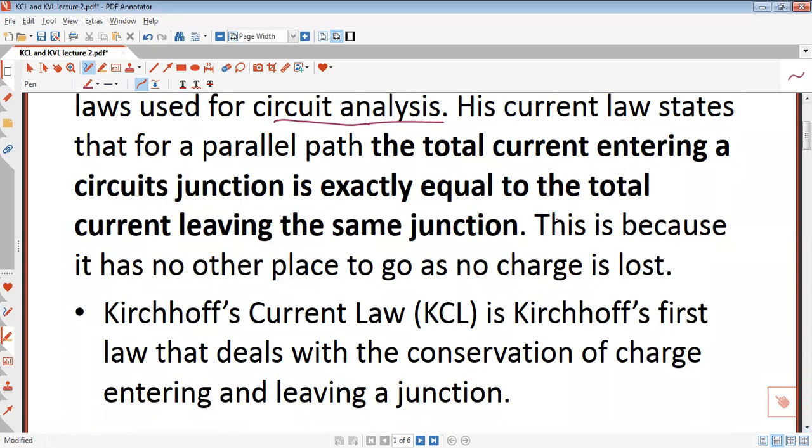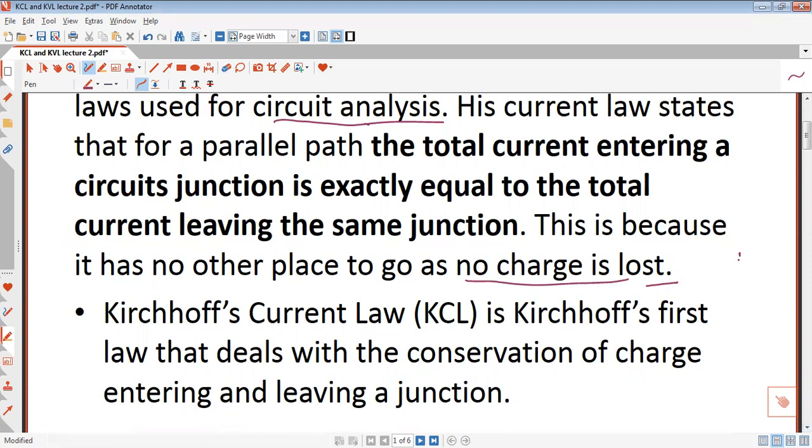This is because it has no other place to go as no charge is lost. This law is also giving the concept of conservation of charge. So Kirchhoff current law is the first law that deals with the conservation of charge entering and leaving the junction. This is a very simple law.